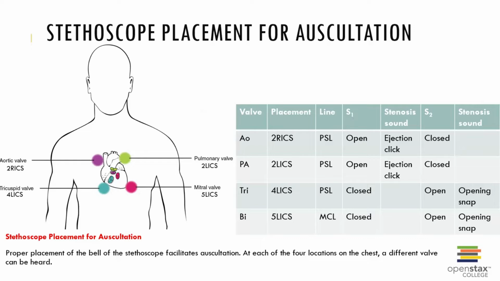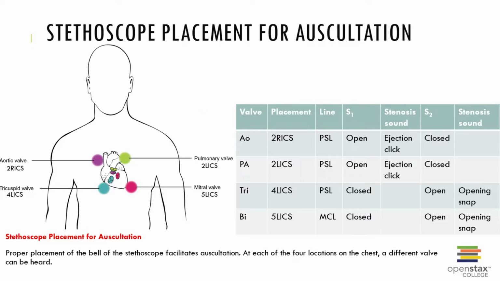So if we're listening to our own heart with the stethoscope, we would be auscultating our own heart. If we're listening to a patient's heart with the stethoscope, we'd be auscultating their heart. We should clearly be able to hear the first and the second heart sounds.